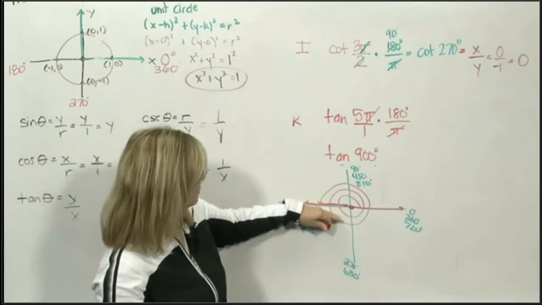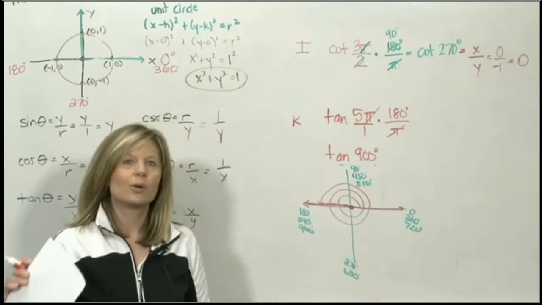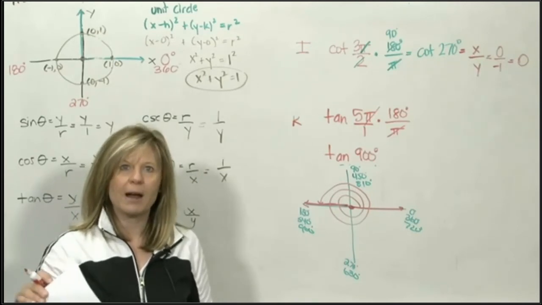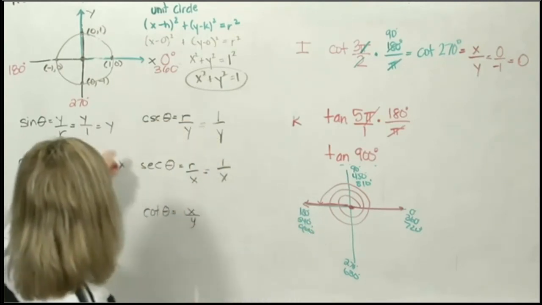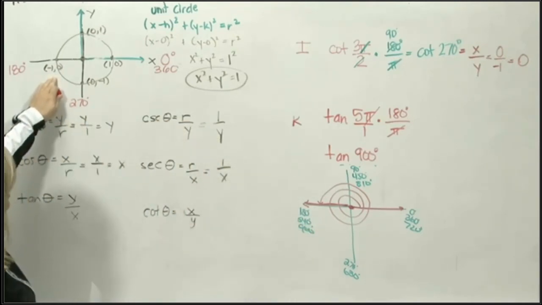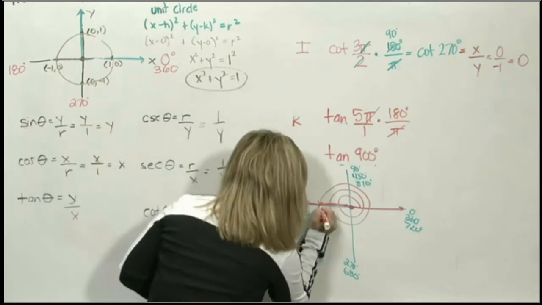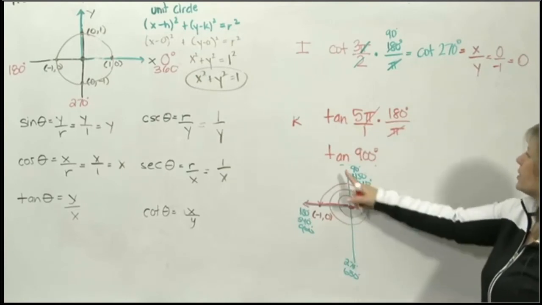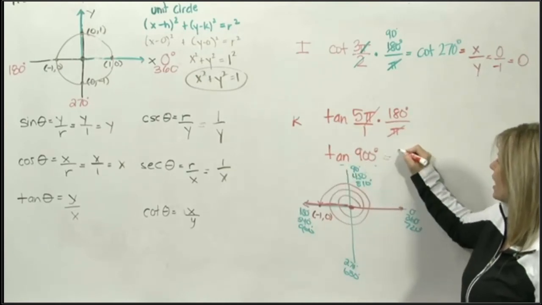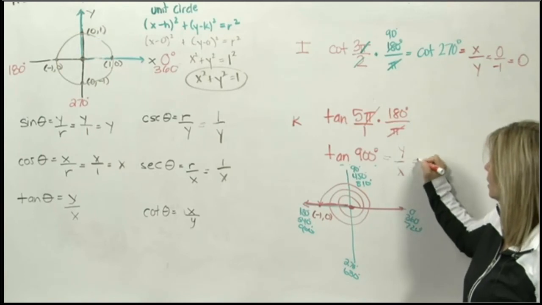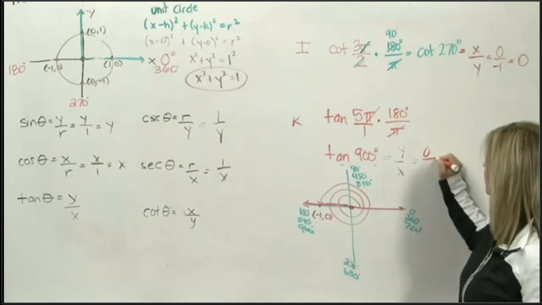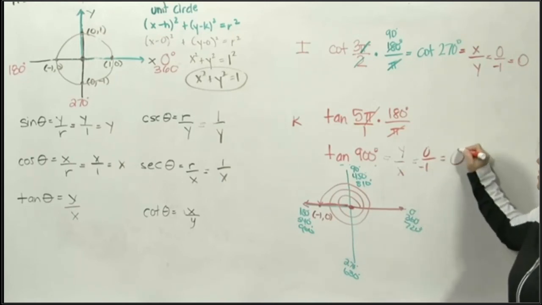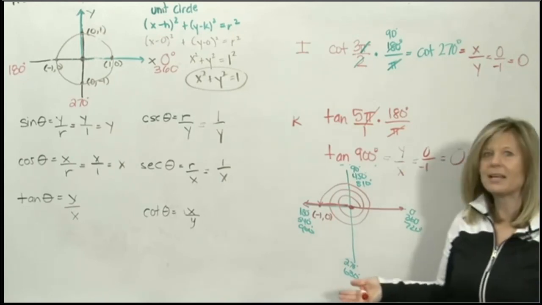The terminal ray lands on an axis, so you cannot draw a right triangle, so you have to use the corresponding ordered pair from the unit circle. So if I go to the unit circle, that would be the corresponding ordered pair, -1, 0. So to look up the tangent of 900 degrees, the definition of tangent doesn't change. It's y over x. The y value is 0. The x value is -1. 0 divided by anything is 0. See how easy that is?